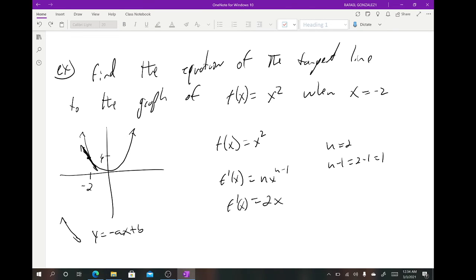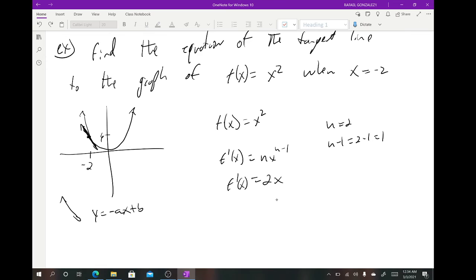Now, to find the slope at this particular point at negative 2, we simply have to plug in negative 2 into the derivative. Remember, we're plugging into the derivative to find the slope. So that means that I have 2 from the formula times minus 2. Last time I checked, 2 times minus 2 is minus 4. So as I just mentioned, the slope is indeed negative.